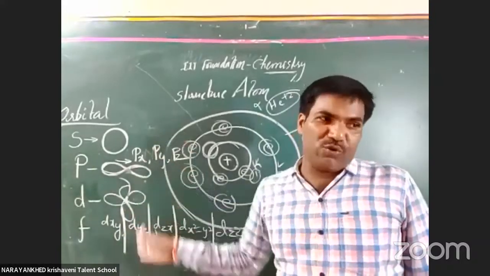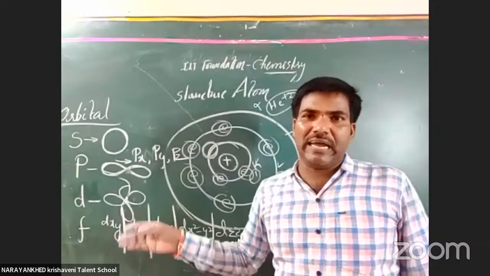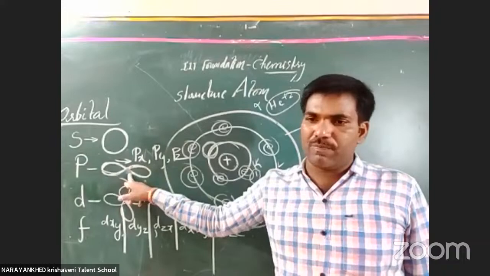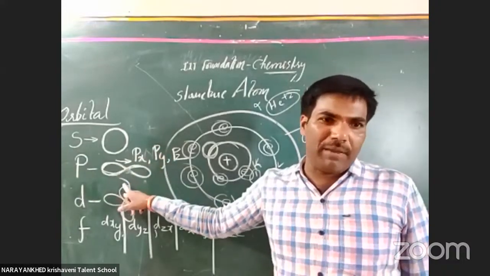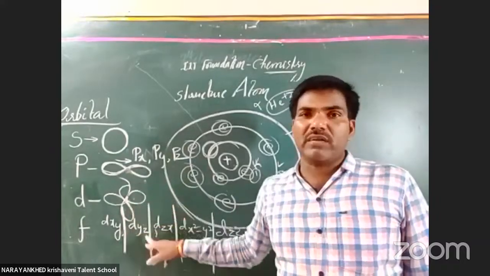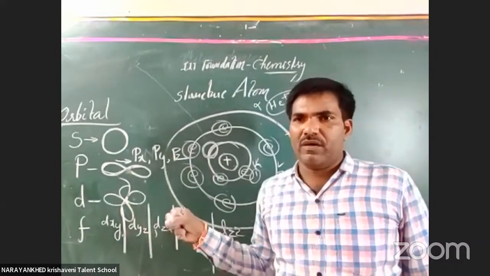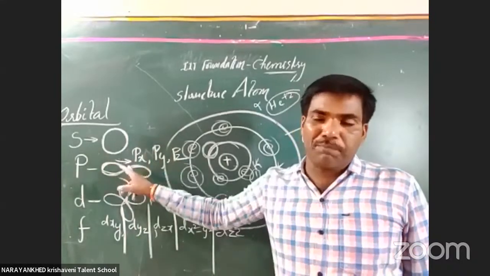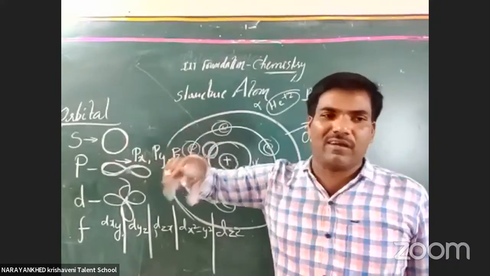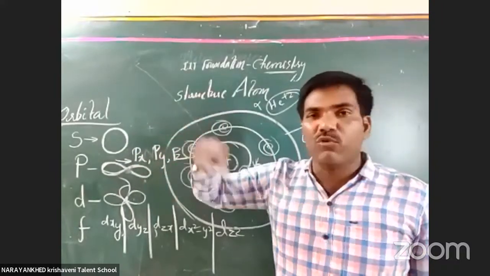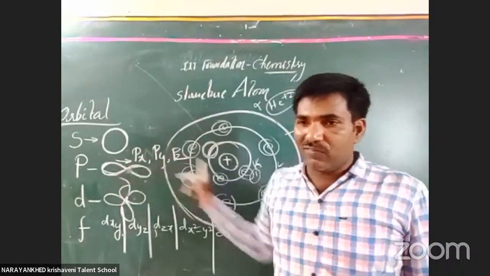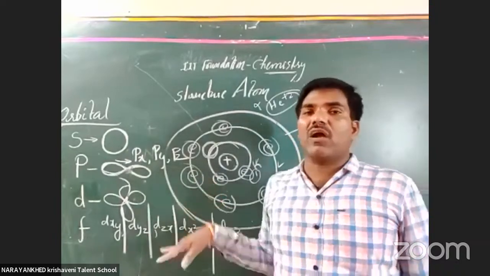How many types are there? Four types: S, P, D, and F. S orbital contains which shape? Circular shape. P orbital contains which shape? Dumbbell shape. D orbital contains which shape? Double dumbbell shape. F orbital contains which shape? Somewhat a critical shape. Okay, clear or not? Circular shape means the electron is moving in the orbit somewhere in a circular manner. Electron moving in this particular dumbbell manner. Where? In the orbit. That is only called an orbital.